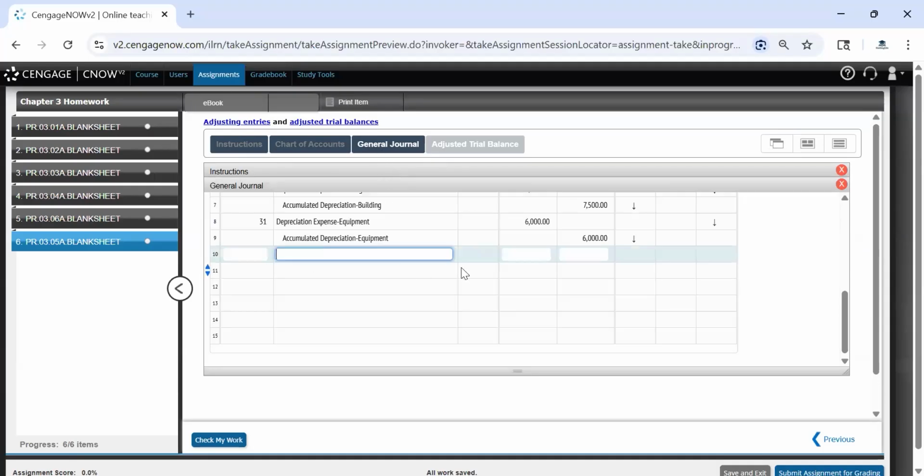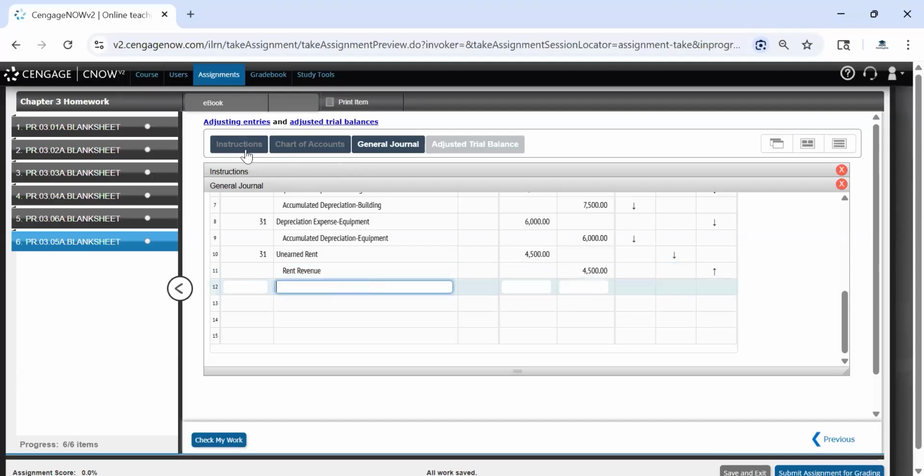So since unearned rent is a liability and we need to reduce it, we're going to debit our unearned rent liability of $4,500, credit of also $4,500, and we can't forget the date. Rent revenue will be our credit because that is the revenue that we have to accrue that we earned by providing the place, by providing the property for the month.